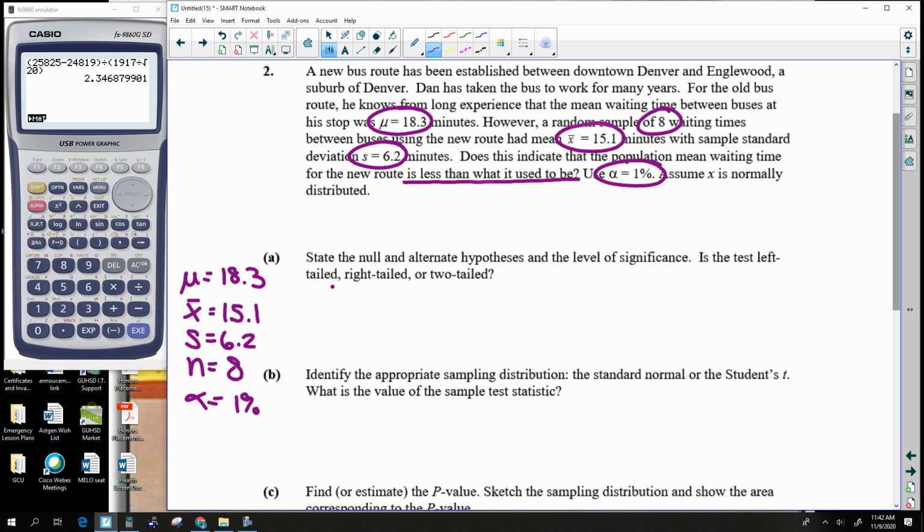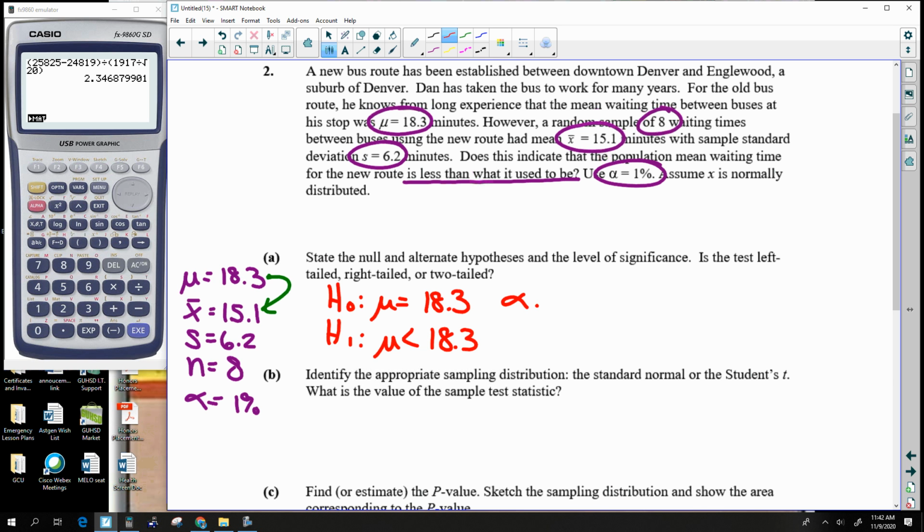All right, so here we go. Null hypothesis. The null hypothesis says that the average is 18.3 minutes. The alternate hypothesis says that it is less than. Okay. And again, if you get confused, you see that 18.3 is going down to 15.1. So my average is less than 18.3.